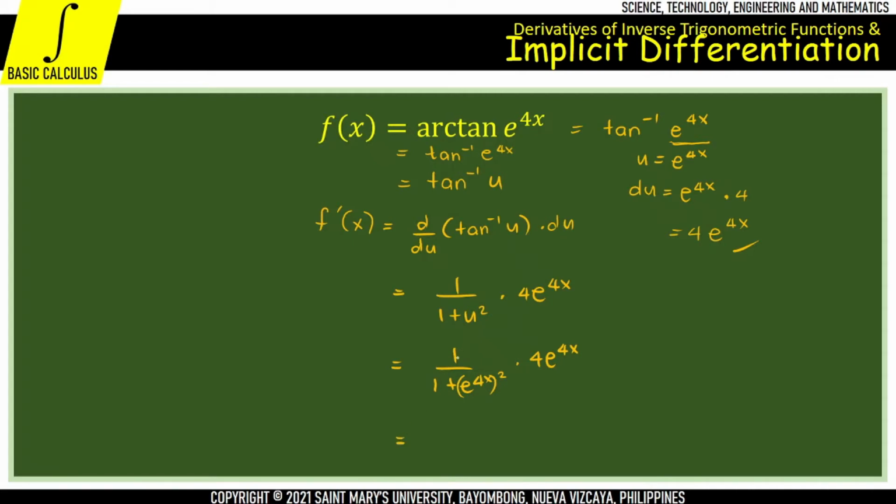Next, multiplying the numerator by 4 times e raised to 4x, that becomes 4 times e raised to 4x all over 1 plus the square of e raised to 4x. By the law of exponents, power of a power, we multiply 2 by 4x, which becomes e raised to 8x. So this is now f prime of x. Those are our examples for the derivative of inverse trigonometric functions.